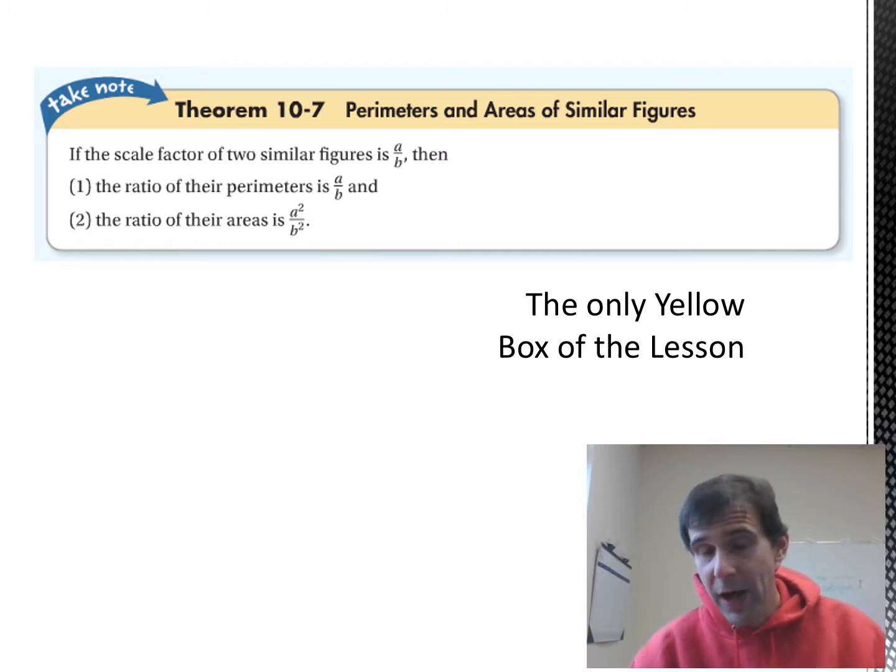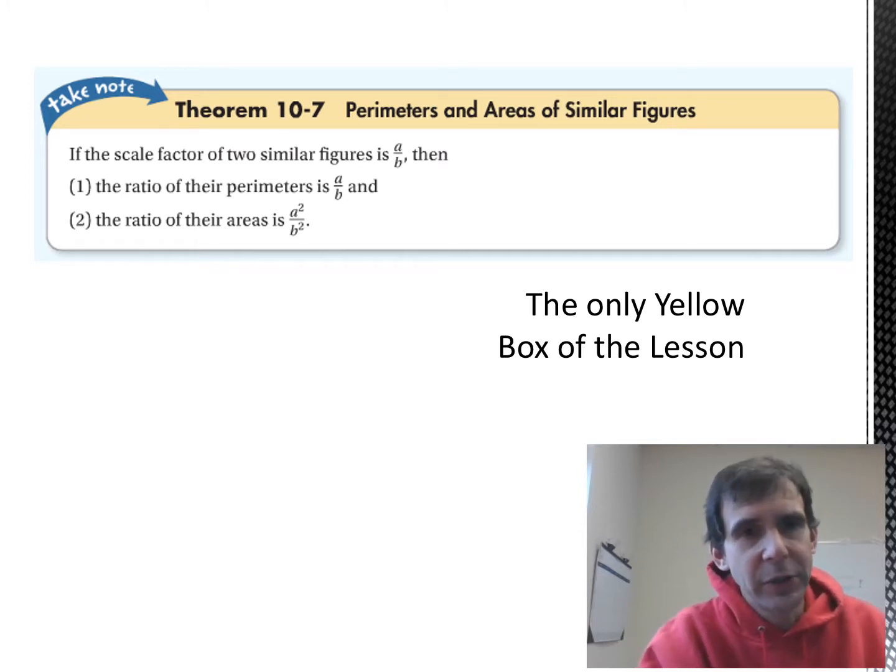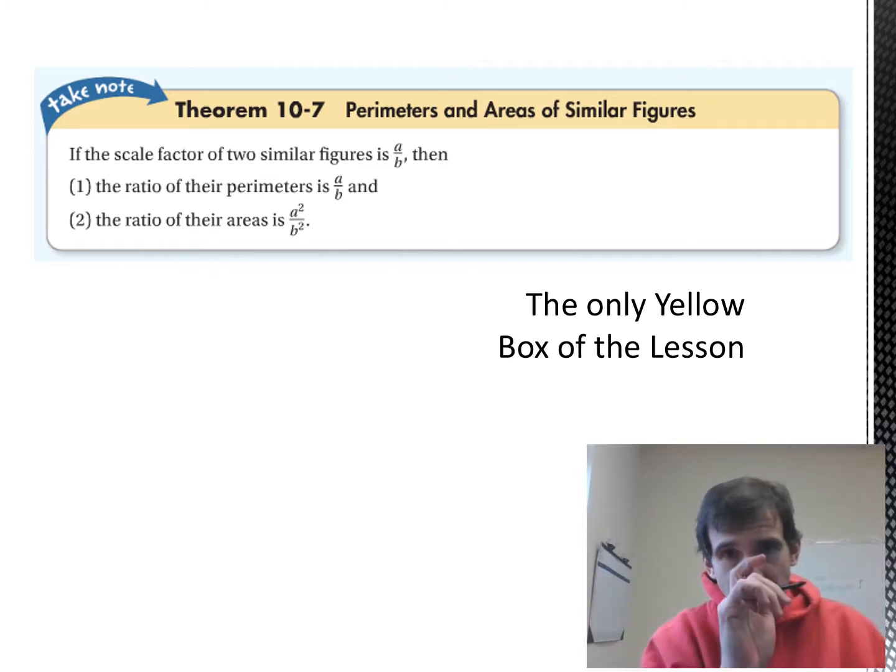So just one yellow box for this lesson, and basically that's the yellow box that's going to put perimeter, area, similar figures, ratios, and proportions together. Everything we've done is going to be put together in these three lines here. So let's take a look.